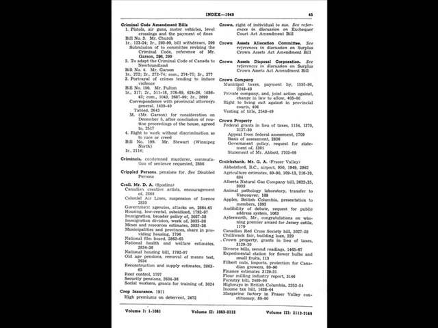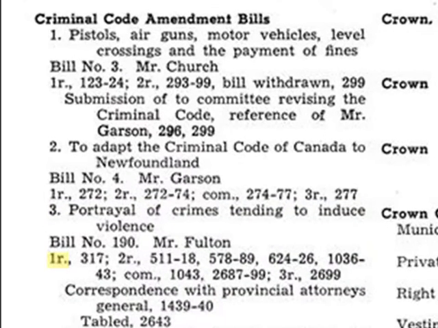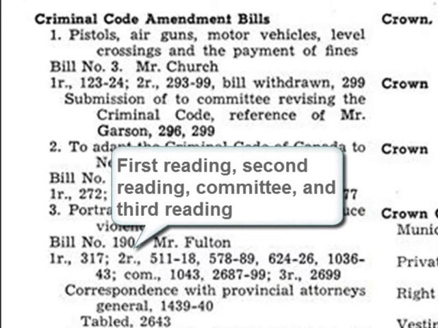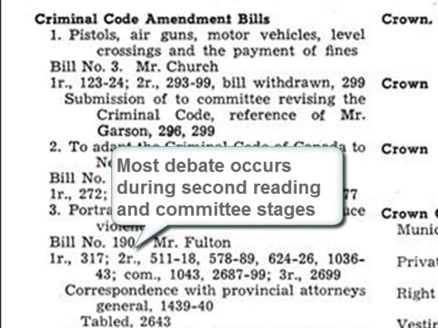When we look under the Criminal Code Amendment Bills in the index, we can see several entries under Portrayal of Crimes Tending to Induce Violence. Note the abbreviations 1R, 2R, COM, and 3R. These refer to the first reading, second reading, committee, and third reading, representing the various stages of a bill's passage through Parliament. Generally, the most meaningful debates take place during the second reading and the committee stages, which, as we can see here, span several dozen pages of debates.